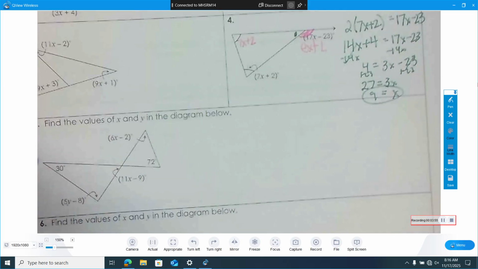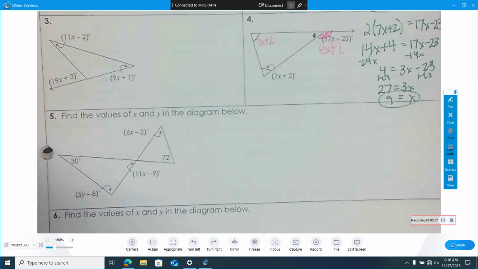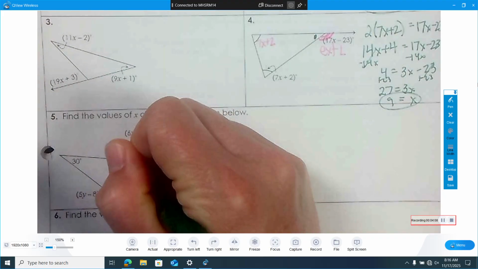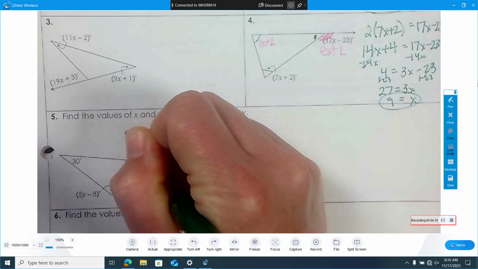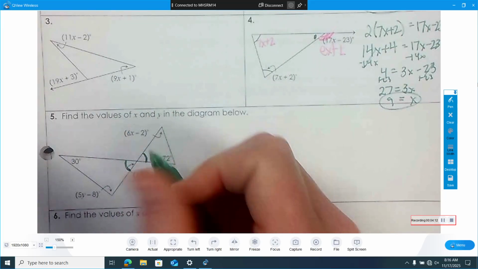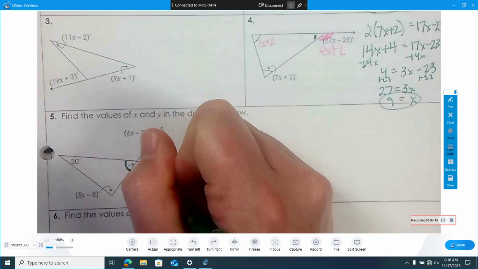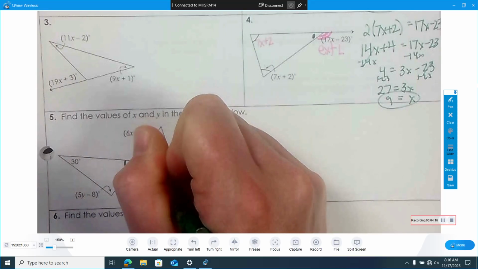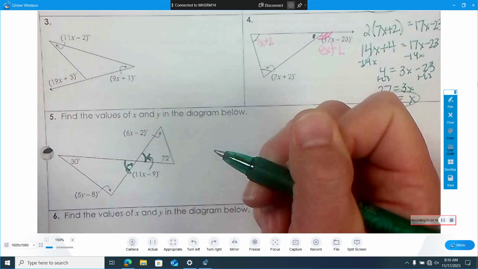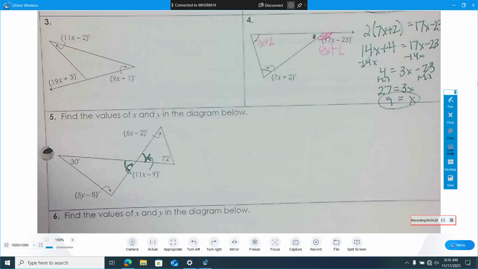Let's look at number 5. Find the values of x and y. So we're going to have 2 equations here. What are we thinking? What do we see? Vertical angles. Very good. So we have vertical angles. I have one angle here that's 11x minus 9, but also this other vertical angle. They are the same. So we can call both of those angles 11x minus 9.